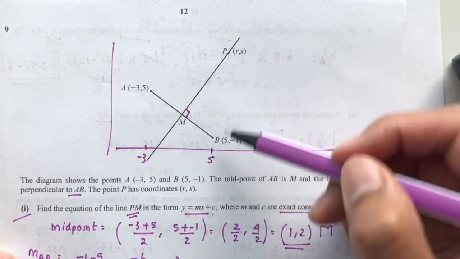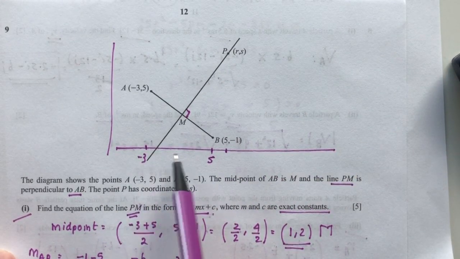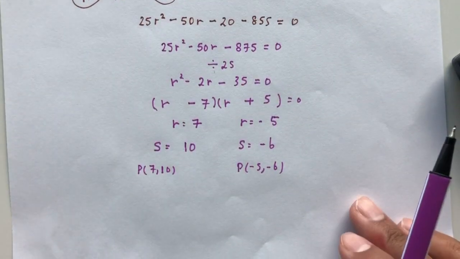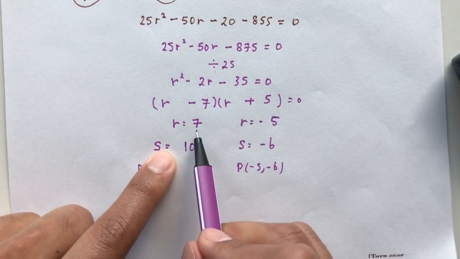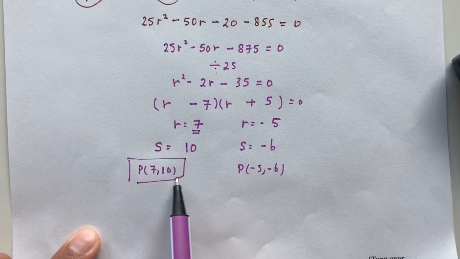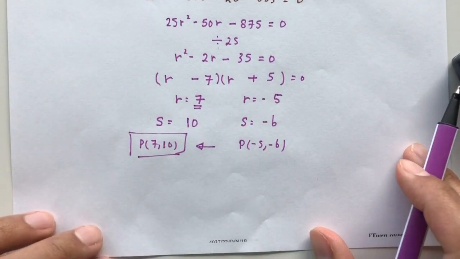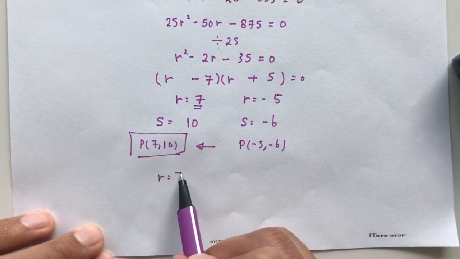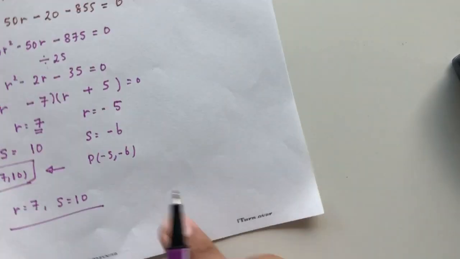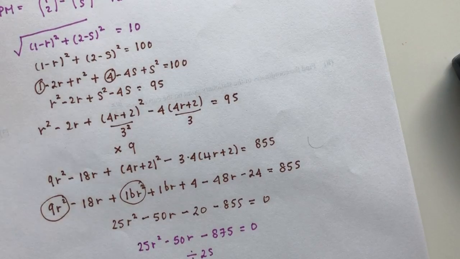Obviously, P has to be more than 5. It cannot be negative, it has to be more than 5 for this value of P right here. So in this case, for more than 5, it can only be 7 and not minus 5. So this will be your actual answer for your point P. So the value of R and S, R will be 7 and S will be 10. This is question number 9.